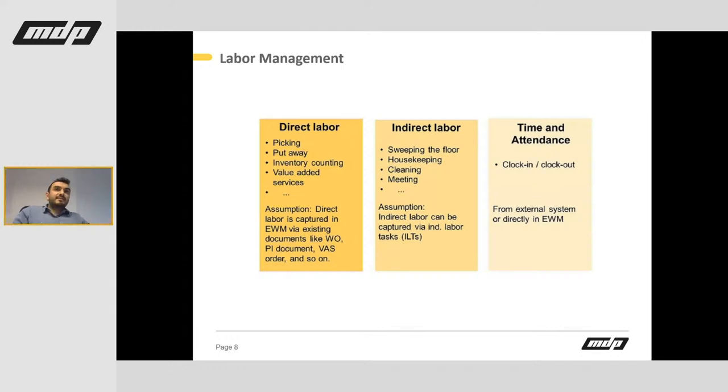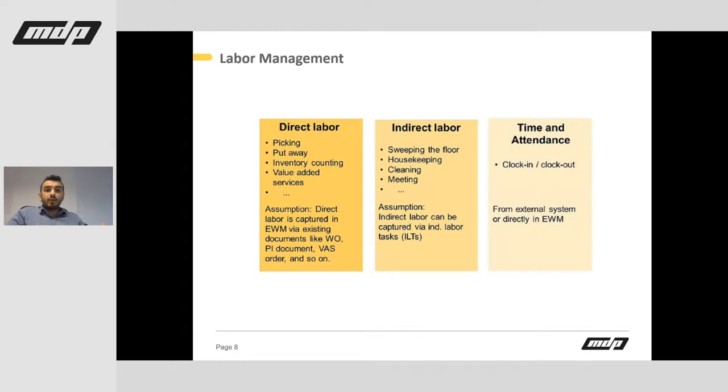When I mentioned direct labor and indirect labor, there are three basic types of labor time in labor management. Direct labor is any activity that is, let me say, warehouse activity relevant. This can be picking in your goods issue processes, or a putaway activity in your goods receipt process, or any internal movements like inventory counting or replenishment, anything that you capture in EWM. There are documents like warehouse orders, PI documents, value-added service orders, and so on. If you have the documents on the EWM side and the activity is a warehouse relevant activity, then this is defined as direct labor. And direct labor can be followed using engineered labor standards formulas to calculate the time, effort, and the efficiency at the end of the activity.